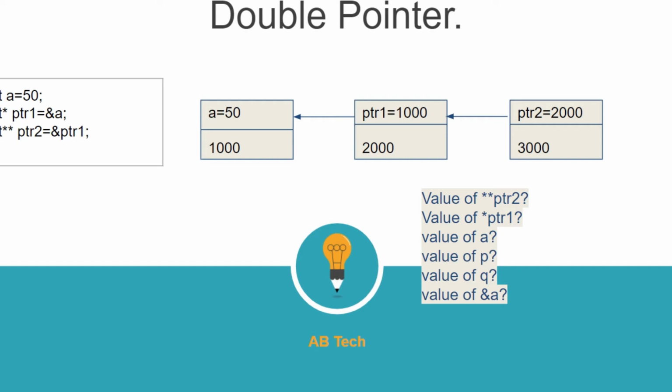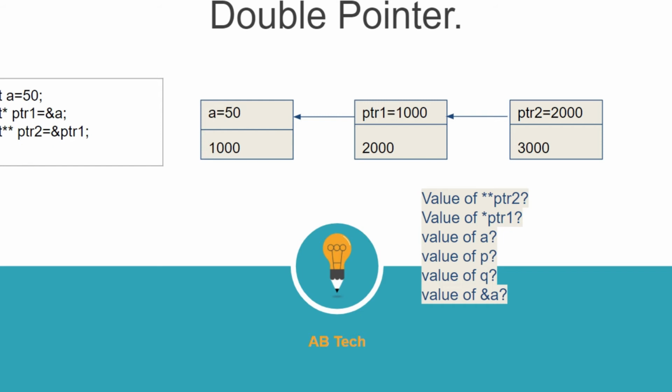So here the user has given the value 50, and there will be an address, because whenever you are storing any value inside a variable, one memory location will be allocated to it. So here the variable a equals 50, and the memory location given to it is 1000. So at memory address 1000, there is a variable a whose value is 50.